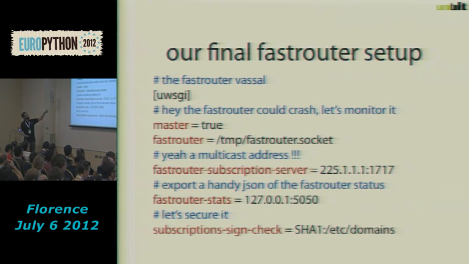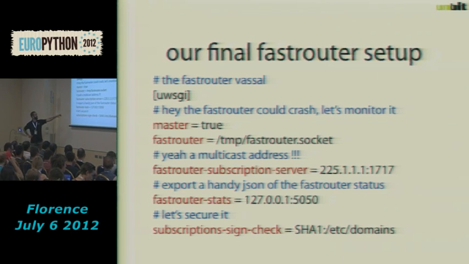Another part is, this time, we have used a multicast address for the subscription server. Sadly, multicast networking is not supported on the vast majority of cloud systems, so you will not be able to use it on Amazon EC2, for example. But I will tell you later why it is important to use multicast if you can.